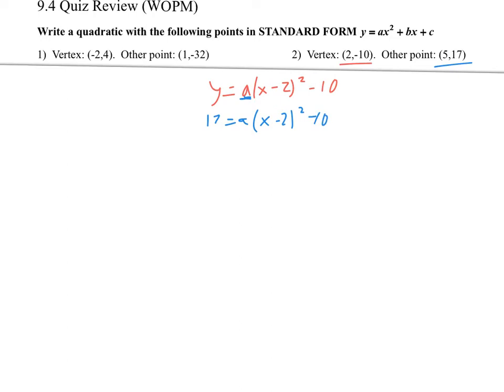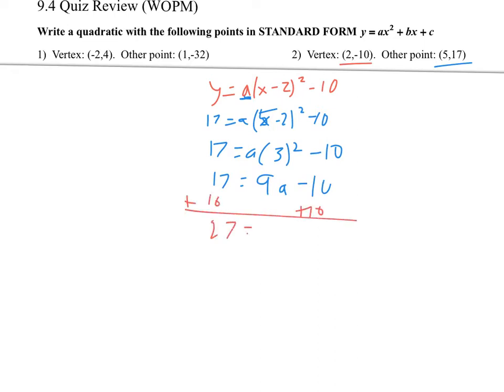Okay, and so, oh, you know what? I forgot to plug in my x, so this one's going to be 5. So now I'm going to do some PEMDAS here. So 5 minus 2 is obviously 3, so 3 squared. And so this is going to say 17 equals 9a, because 3 squared is 9. And then I'm going to add my 10 over. So 27 equals 9a, and then I'll divide by 9, so a equals 3. So now that I know a, I can rewrite this first step, but with my a plugged in. And that'll be 3 out front, and then I get x minus 2 squared minus 10.